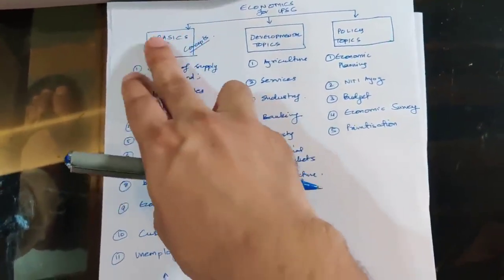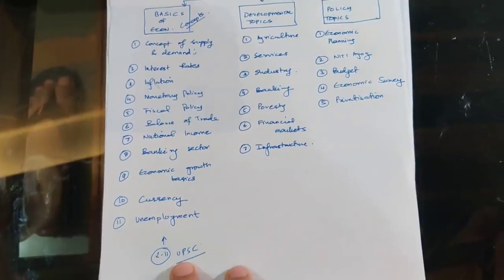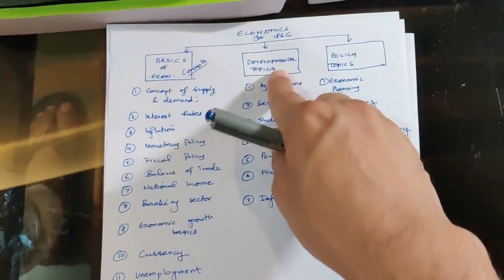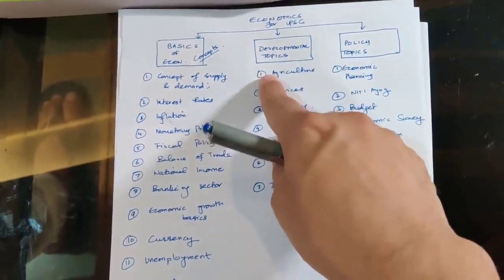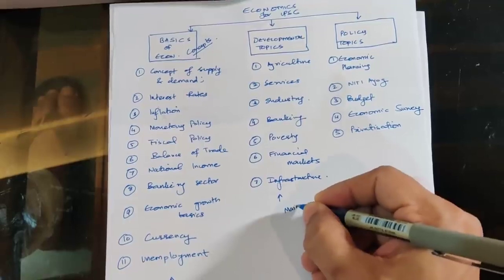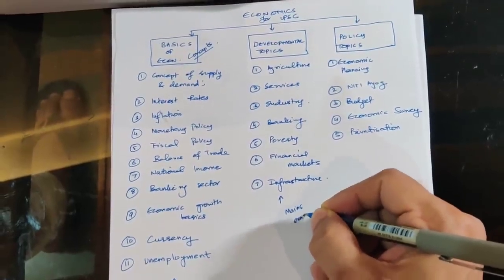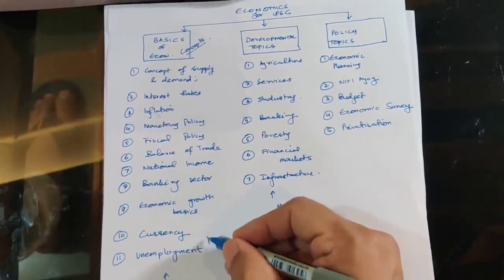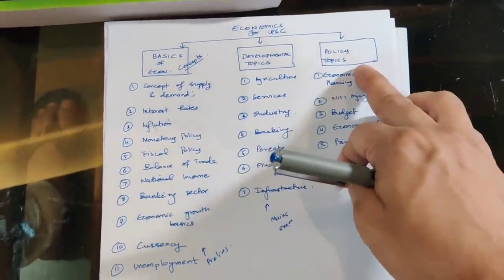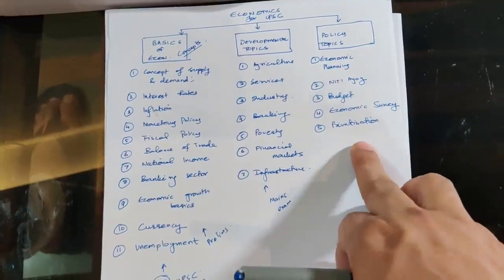First is the basics of economics, the basic concepts of economics, which UPSC asks every year. The second is the developmental topics. These are the topics mostly asked in the mains exam. These are the topics mainly asked in the prelims exam. And then the third is the policy topics, which are also mainly asked in the mains exam.